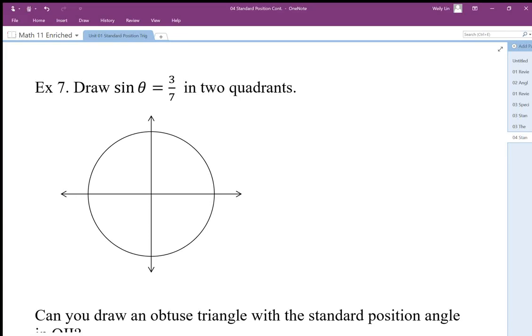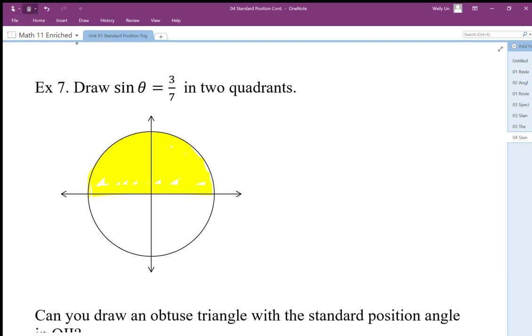Given the sine ratio of 3/7, we know that the sine is positive, which means the y value is positive, and the y values can be in the positive y quadrants, or quadrants 1 and 2. So the sine values are going to end up in those two quadrants.